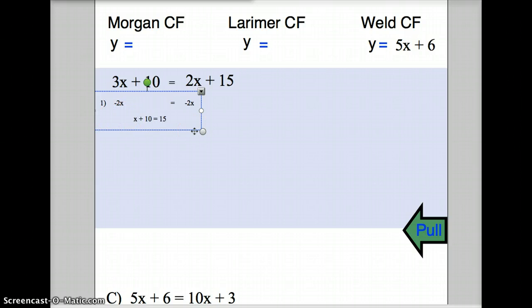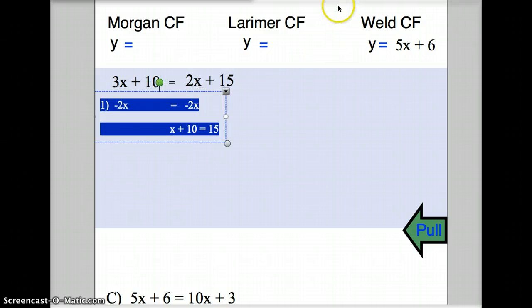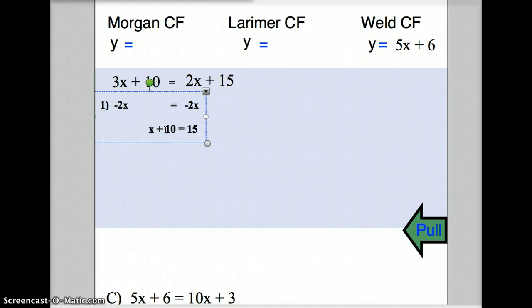I always like to line up my equal signs. I also don't like how small this is, so let's make that a little bigger so you can see it a little clearer. So I subtract 2x from both sides, so I'm left with 1x plus 10 on this side, and I'm left with only a 15 on this side.